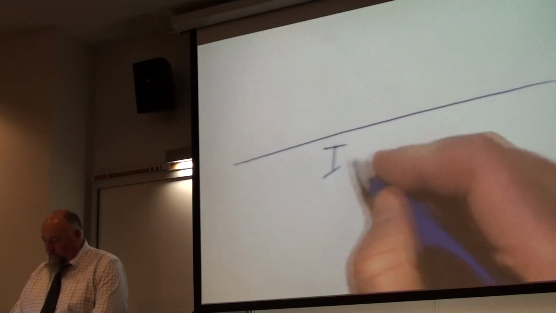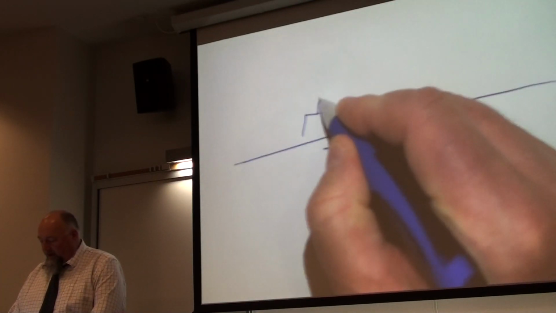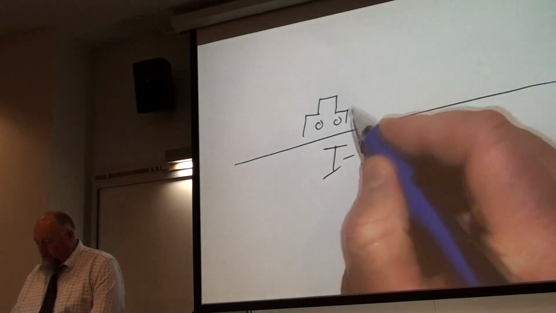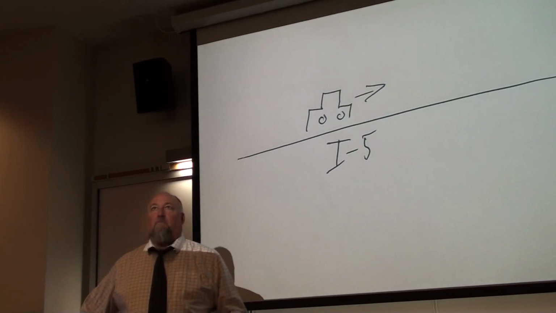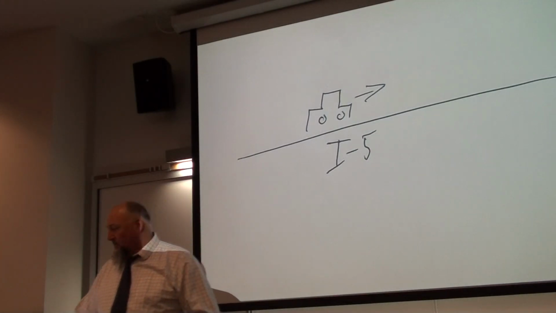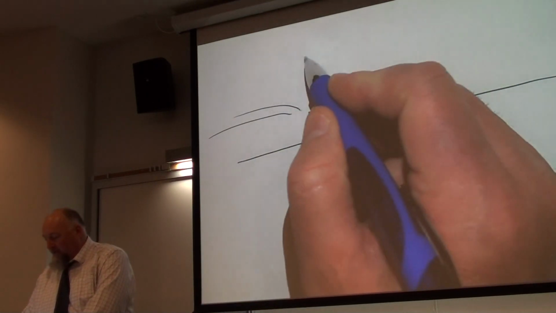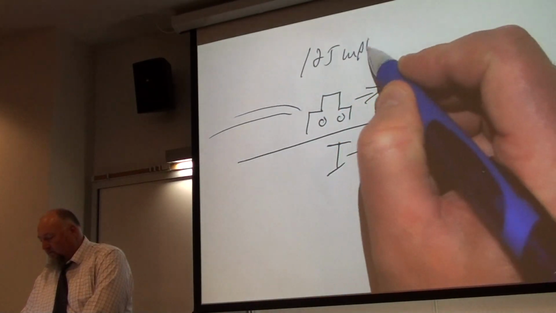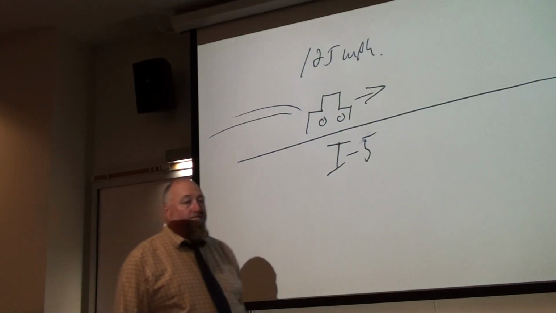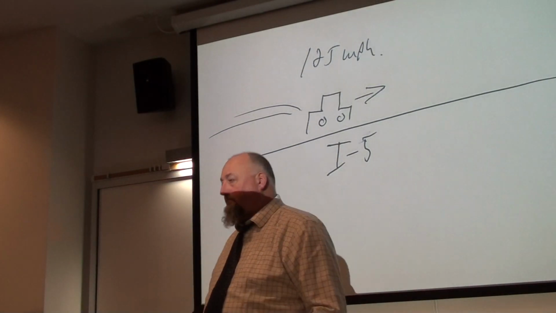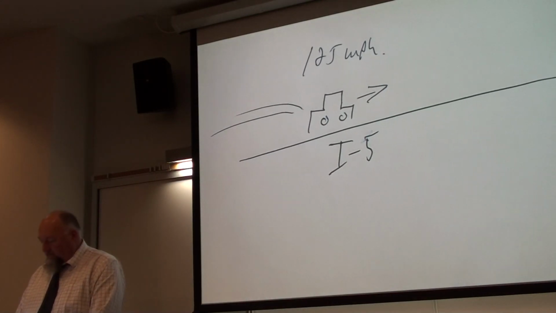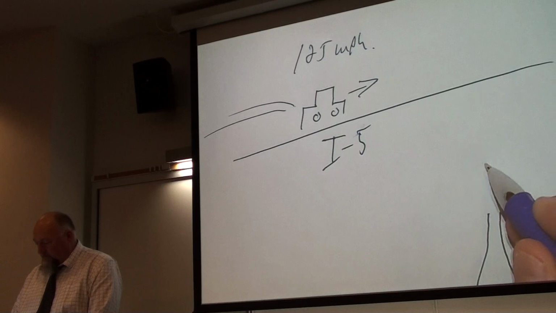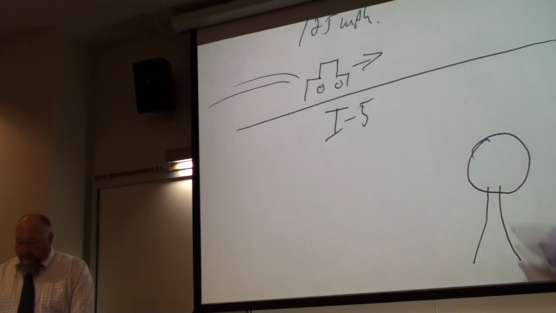All right, so let's say this is Interstate 5. Here I am in my car. I'm going down I-5, kind of down by Eugene, say, on the way down to watch a football game, and I'm flying. I'm going 125 miles an hour, right? Down I-5. So, over here, this is an apple tree.